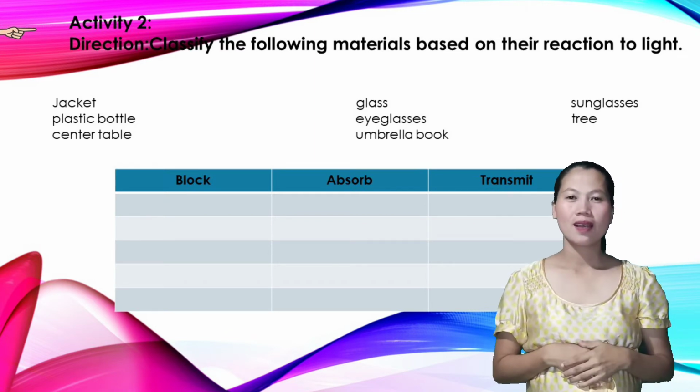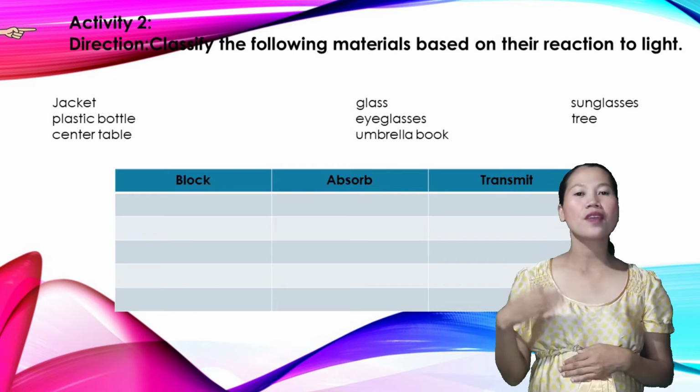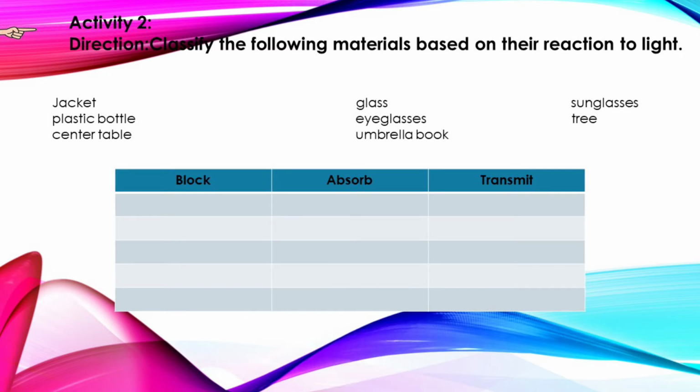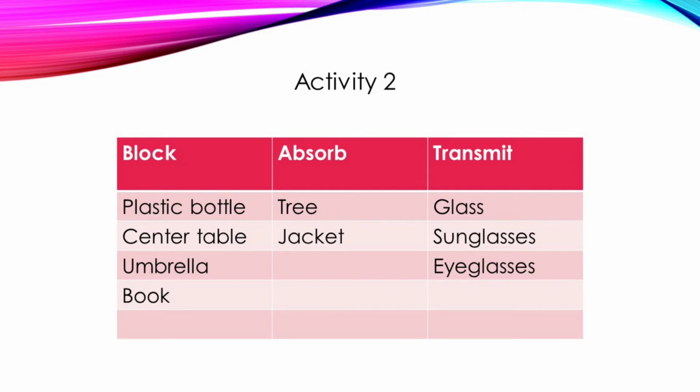For activity 2, classify the following materials based on their reaction to light. Okay, let us check your work. Under block, we have plastic bottle, center table, umbrella, and book. Under absorb, we have tree, jacket. Under transmit, we have glass, sunglasses, and eyeglasses. If you got it right, brilliant!